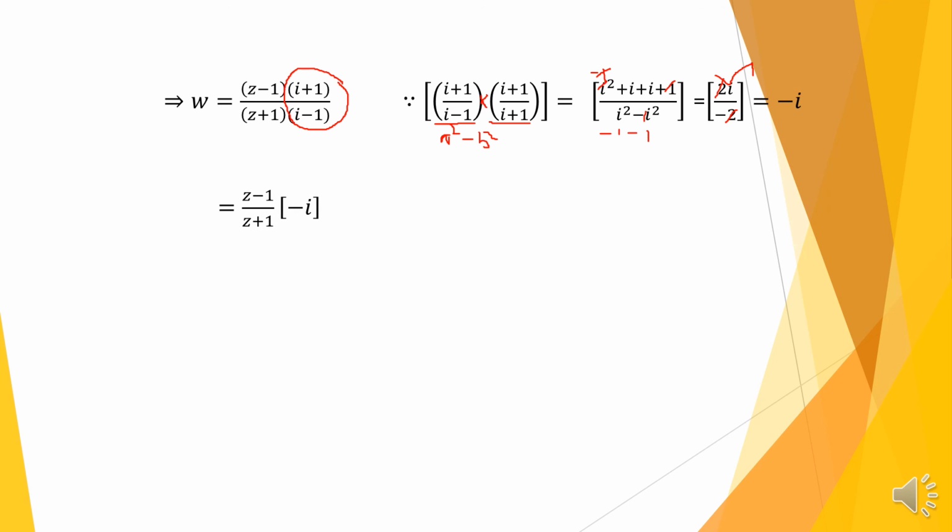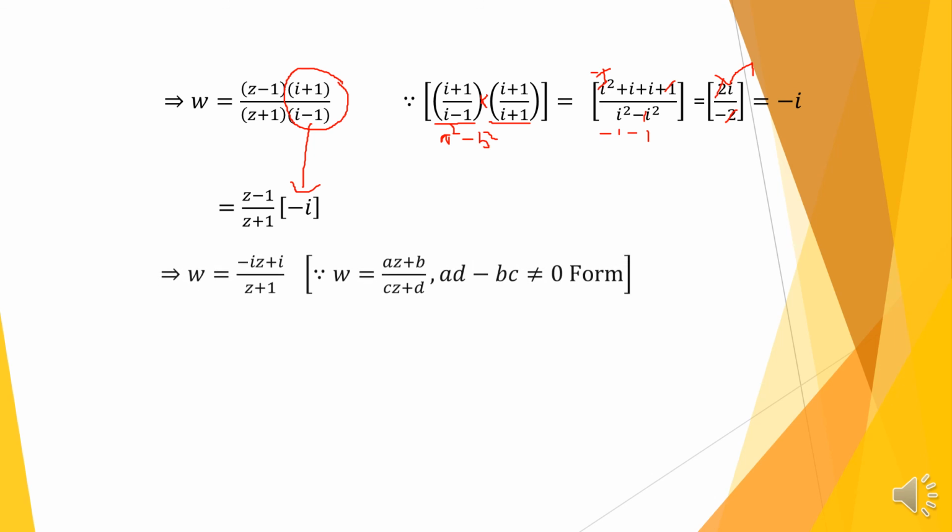Now substitute I plus 1 divided by I minus 1 is equal to minus I. So therefore w is equal to, now multiplying by this minus I, we get z into minus I is minus I into z, minus 1 into minus I is plus I divided by the denominator z plus 1. So therefore the answer for w is equal to minus I z plus I divided by z plus 1.